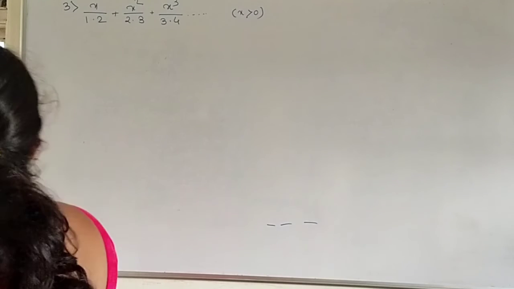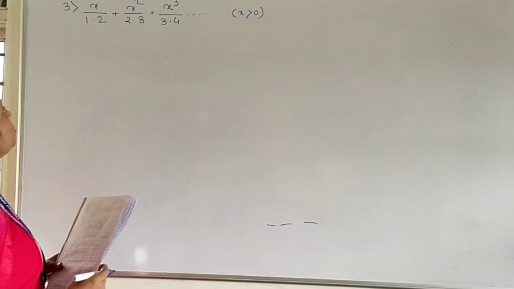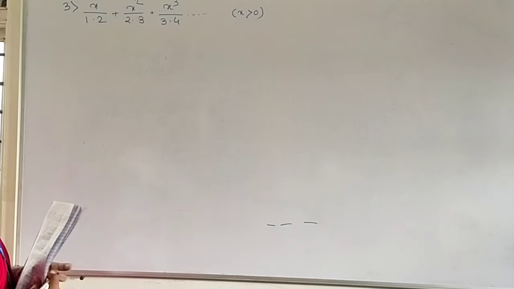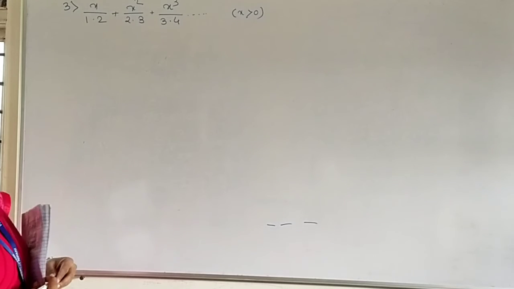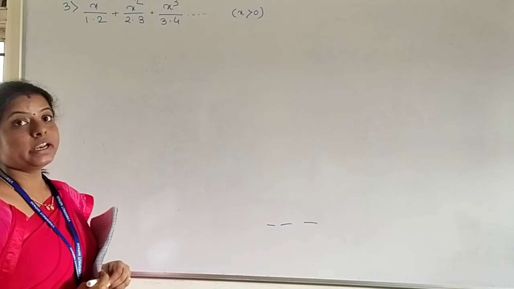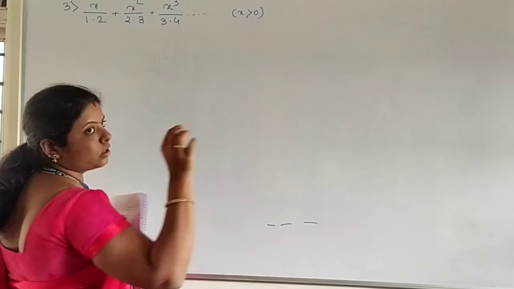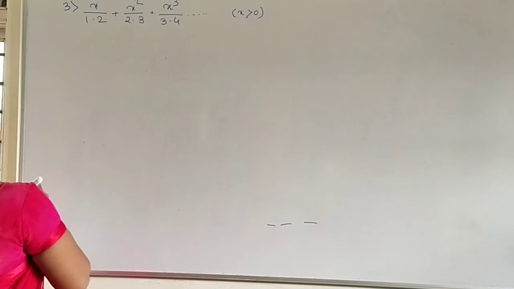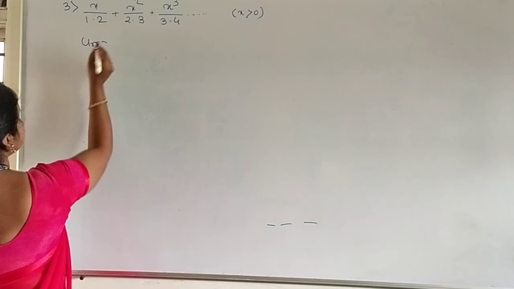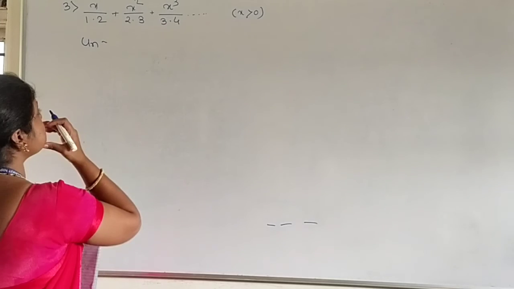Third example is x divided by 1 into 2 plus x square divided by 2 into 3 plus x cube divided by 3 into 4. Here dot indicates into, not a decimal point. Okay. Now you have to write the u(n) term, same as we did in the previous examples.